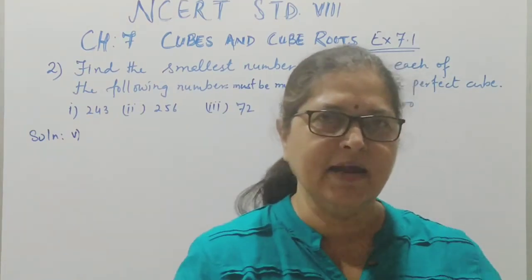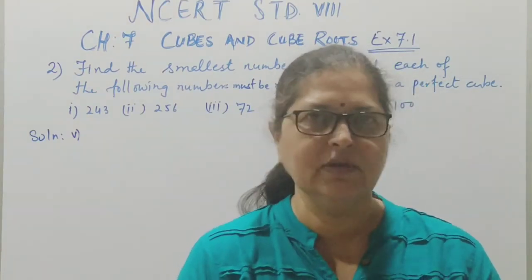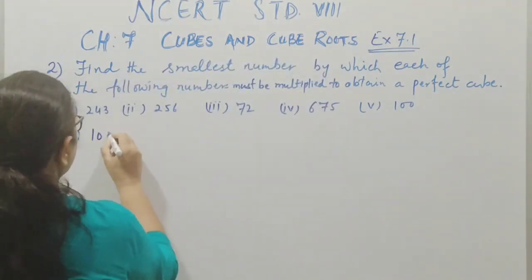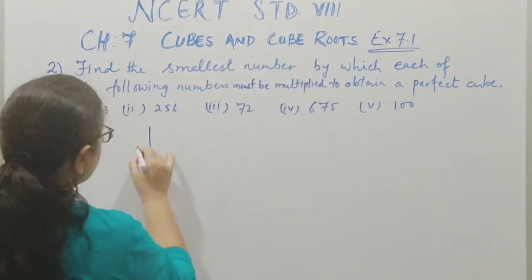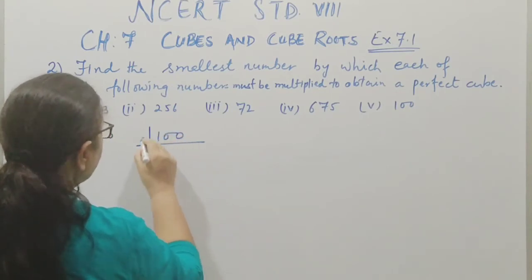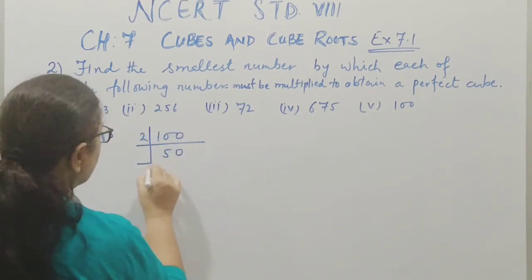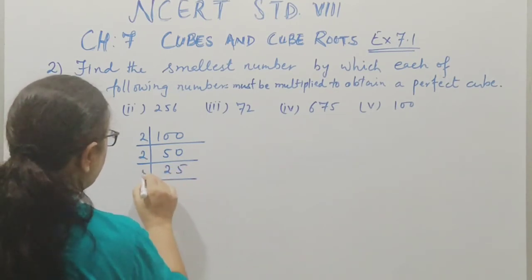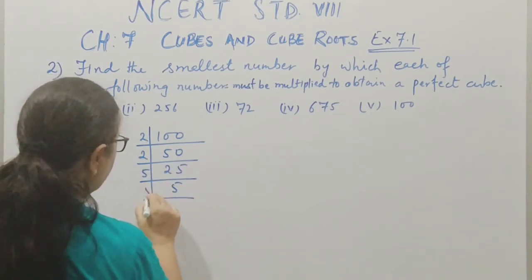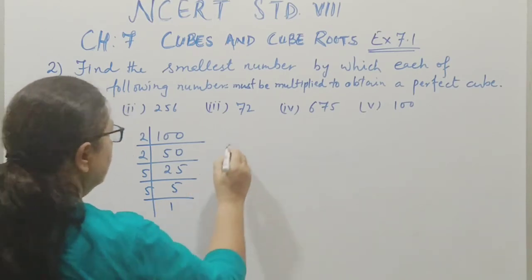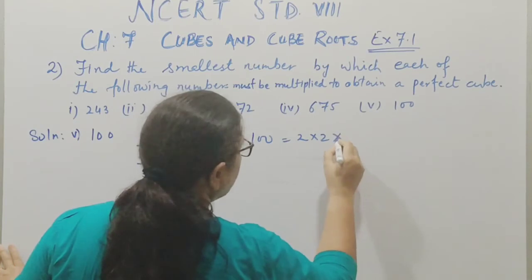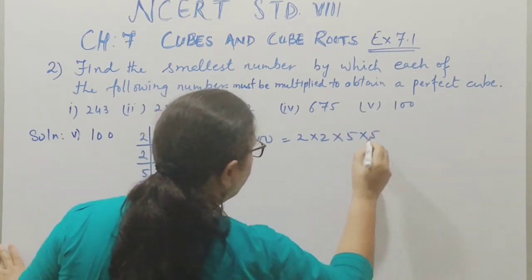Now, the last part, that is fifth part of question number 2, the number is 100. Let us factorize it. It's an even number, so it is divisible by 2. So, 50, then again by 2, 25, then by 5, 5, then again by 5. So, 100 is equal to 2 into 2 into 5 into 5.